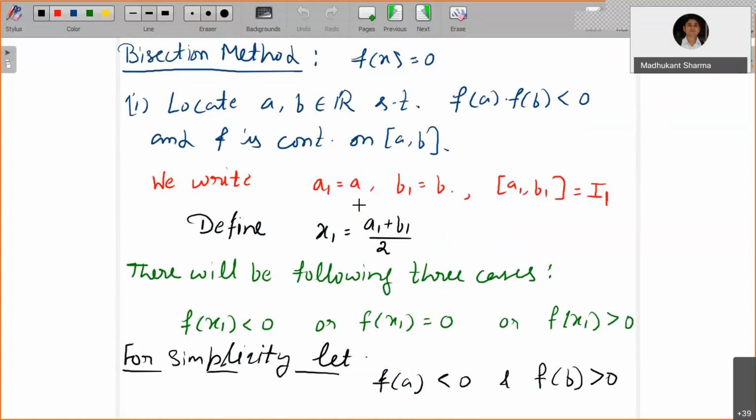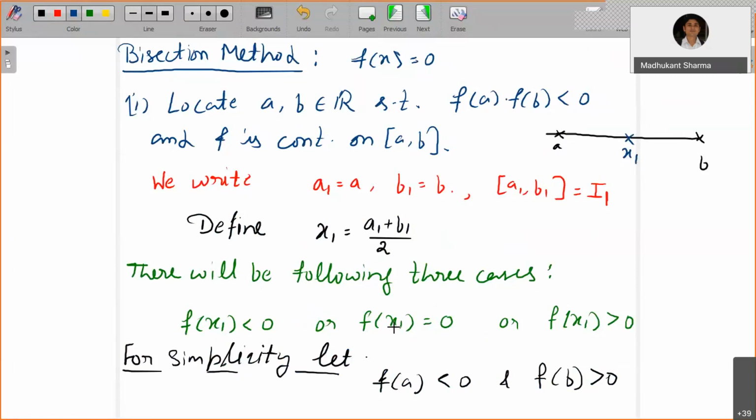And what I will do, geometrically, is define x1, the point that is the midpoint of the interval. So you have the point A, the point B, then x1 is the midpoint of the interval. Then what you will do? You will check the sign of function f at this value x1. So there are only three cases possible. Either f of x1 is negative, or f of x1 is 0, or f of x1 is greater than 0. There are only three cases.